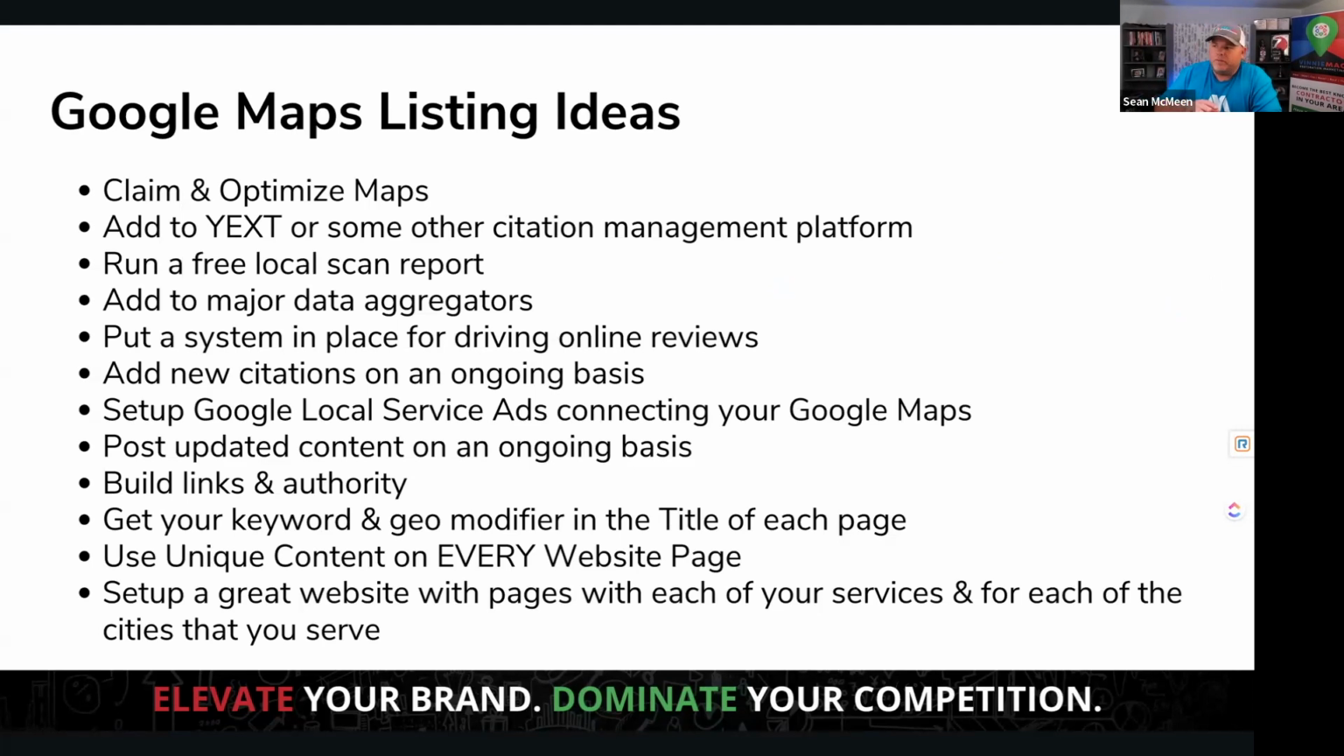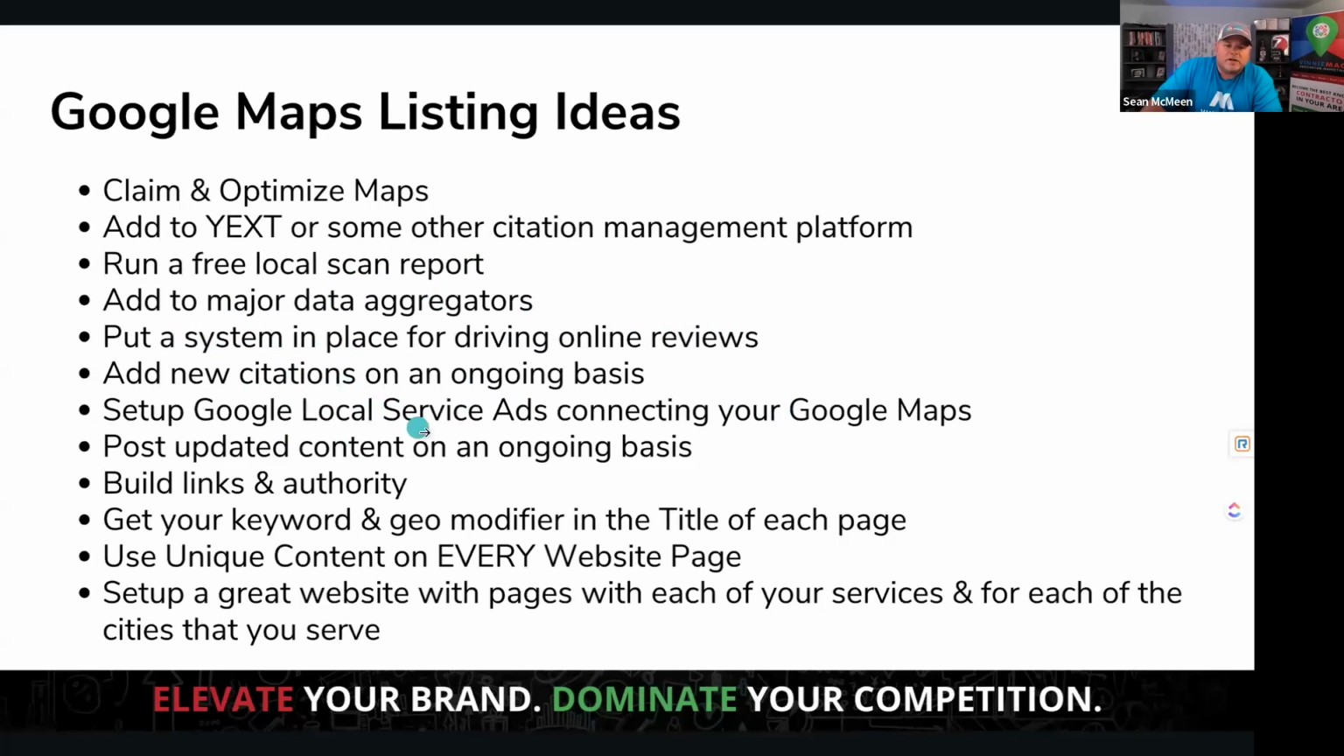One of the things that I really feel is important is that we come away with some ideas, right? If you take a look at this list here, these are some of the most important things. Make sure your listing is claimed and optimized. Make sure you're doing some sort of citations. Run that free scan report that I gave you in that link there. And then also make sure you have data aggregators set up. You want to have a system in place to drive online reviews, and you want to do new citations on an ongoing basis. Connect your Google Local Services ads to Google Maps.